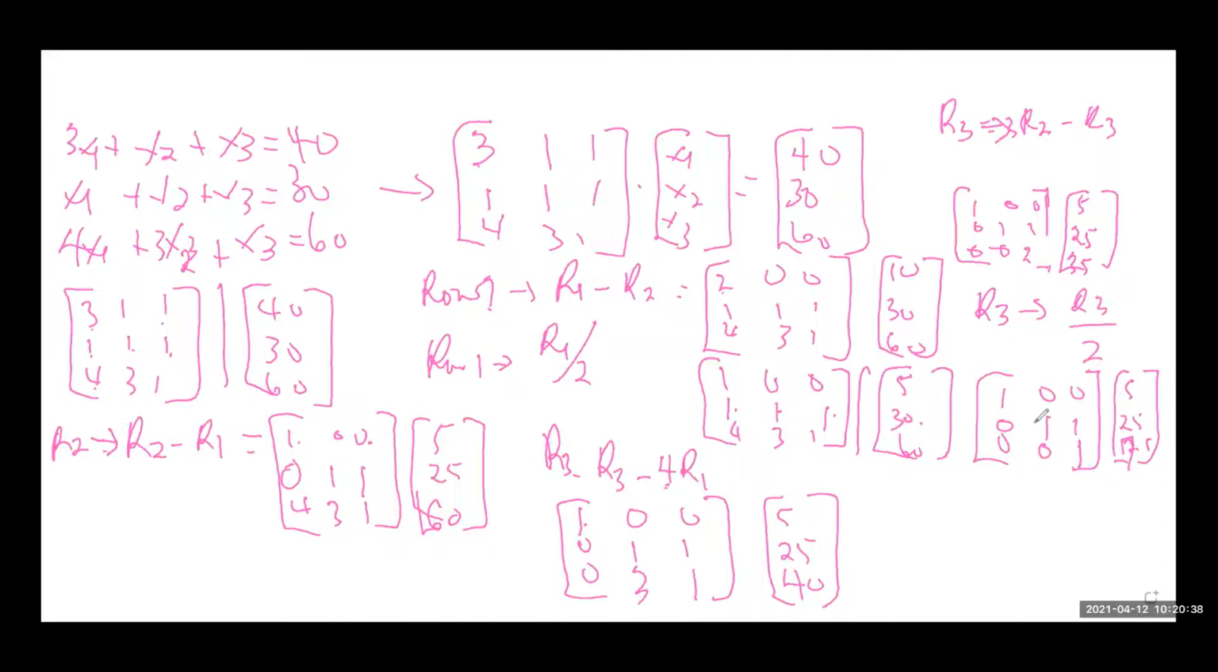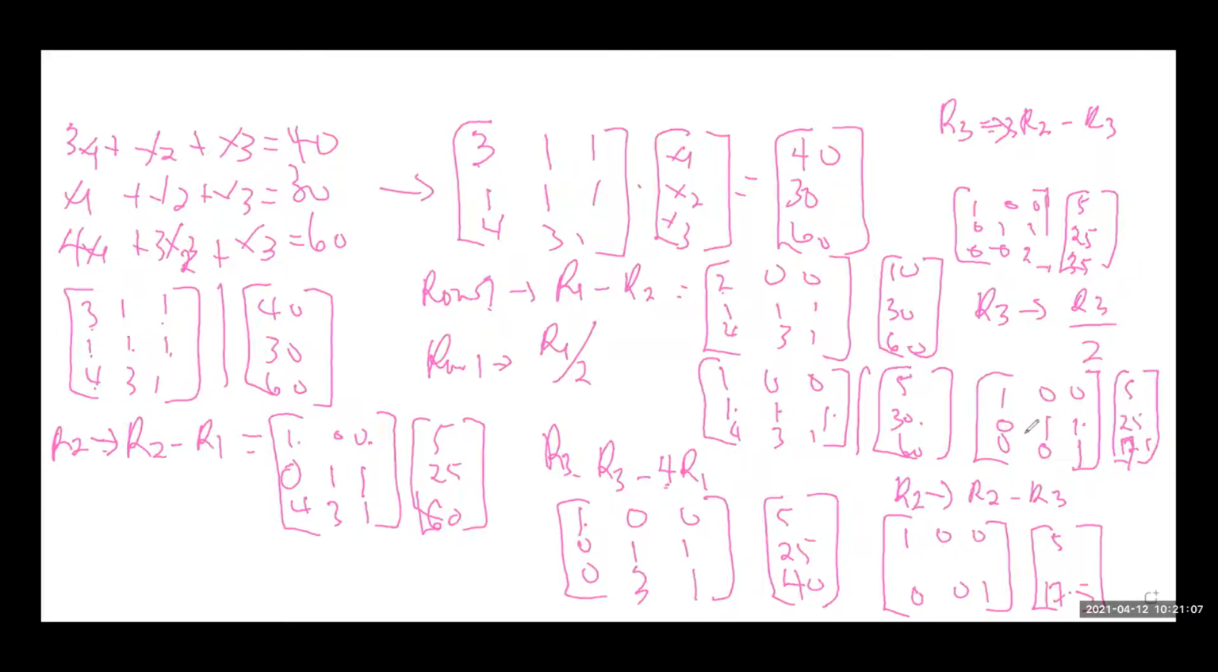We are left with row 2. This guy here should be 0. Yes, yes. So what can we do? Row 2 minus row 3. Row 2 minus row 3. I have here 1, 0, 0. This is 5. Then I have 0, 0, 1, which is 17.5.